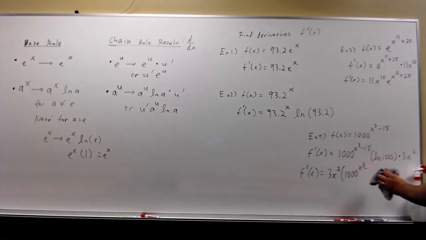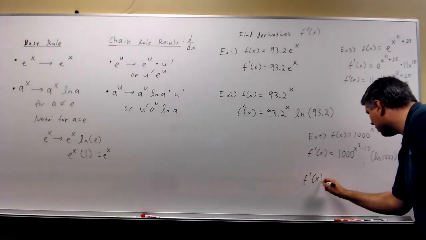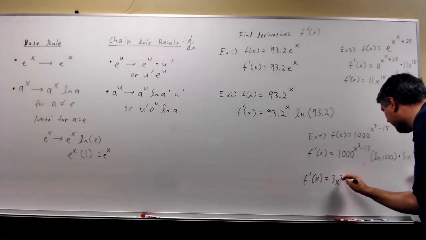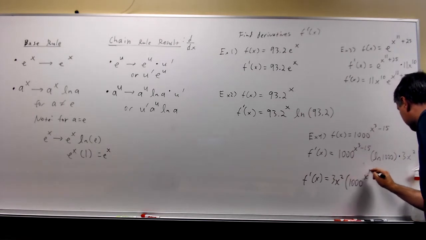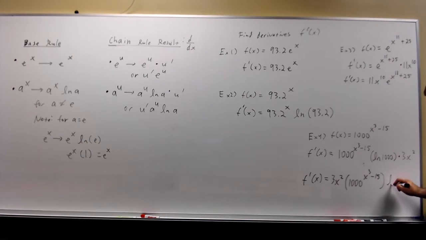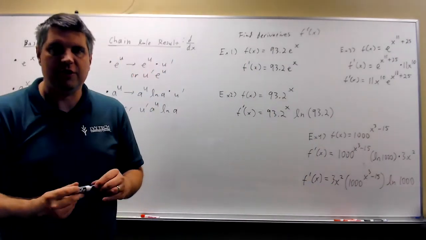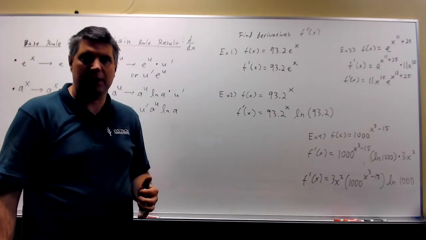I'll move it down for clarity's purposes. So f prime of x would equal, I'll put that in the front, and then I'll put that in the middle, and I'll end it with the logarithm of my base, natural log of 1,000. If you'd like to review that, hit your pause button. Otherwise, I'm going to erase the board and move on.